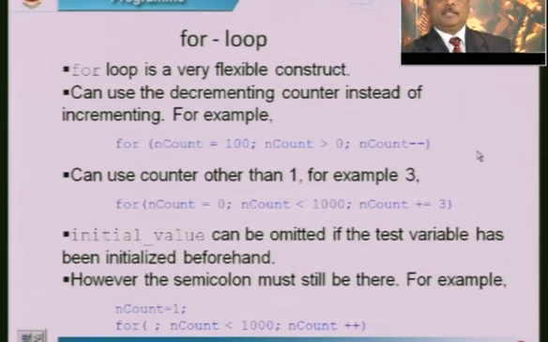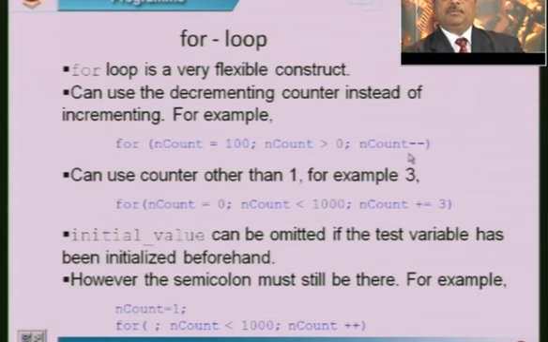So, this is the for statement you are using for many purposes. You have to understand so many requirements in the for loop. The for loop is a very flexible construct. It can also be used for decrementing the counter instead of incrementing. I think in the previous example, to find the factorial, you used decrement instead of incrementing. So, observe for n count equal to 100 semicolon, n count greater than 0, n count minus minus. Each time the variable n count is decremented by 1 until it becomes 0. This process is repeating. This is an example of decrementing.